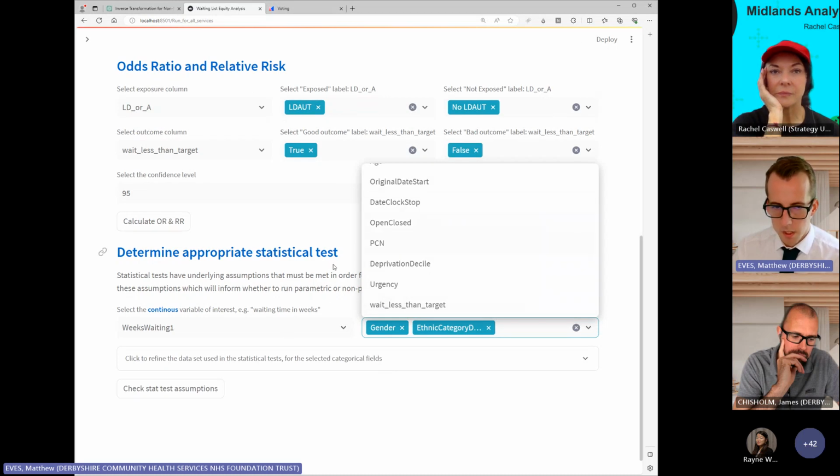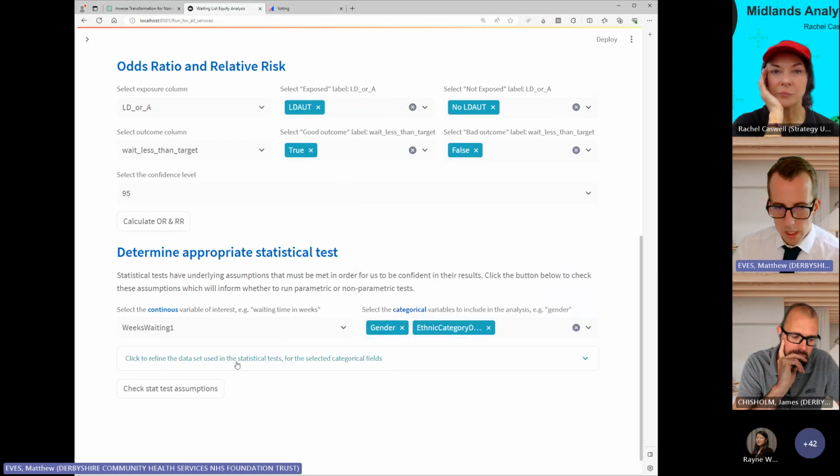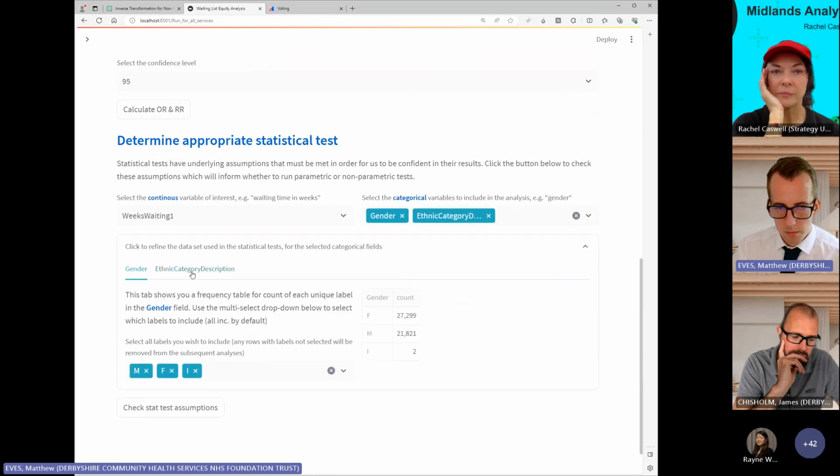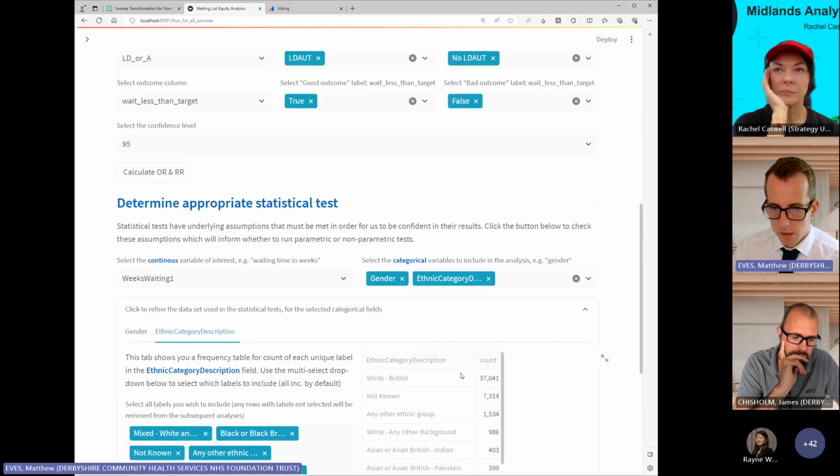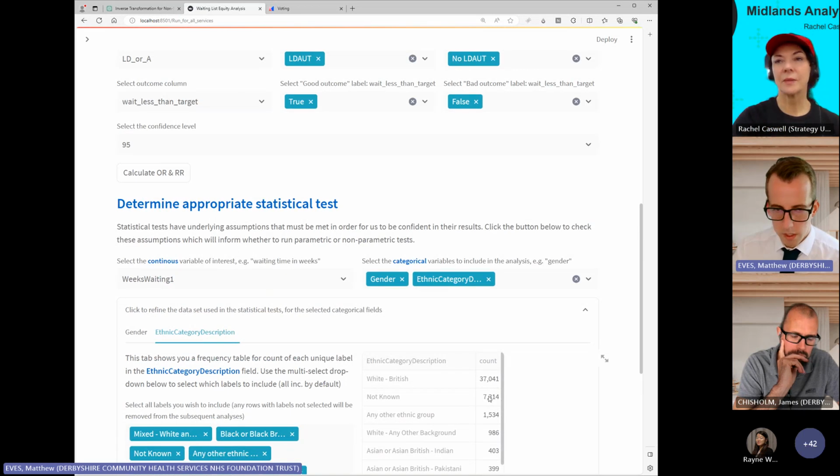But whichever ones you select, if you drop this down, we get a little data validation check, which sort of says, well, the fields you've selected, this is the count of each unique label in that field. So in ethnicity, this is the count of each unique label in that field, and as you can see, not known is our second highest group.